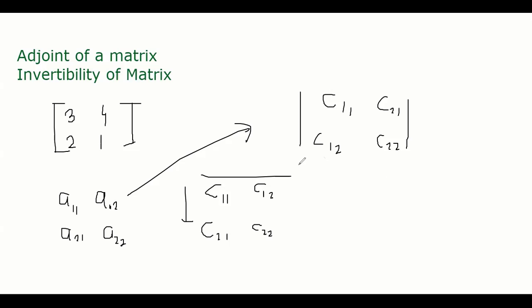Similarly, if you have to find the adjoint of this matrix, what will happen? Let's start writing this. For element 3, what is the cofactor, guys? 1. We have done the cofactor, right? So we'll write 1 here. What is the cofactor for element 4? Is it 2 or minus 2?